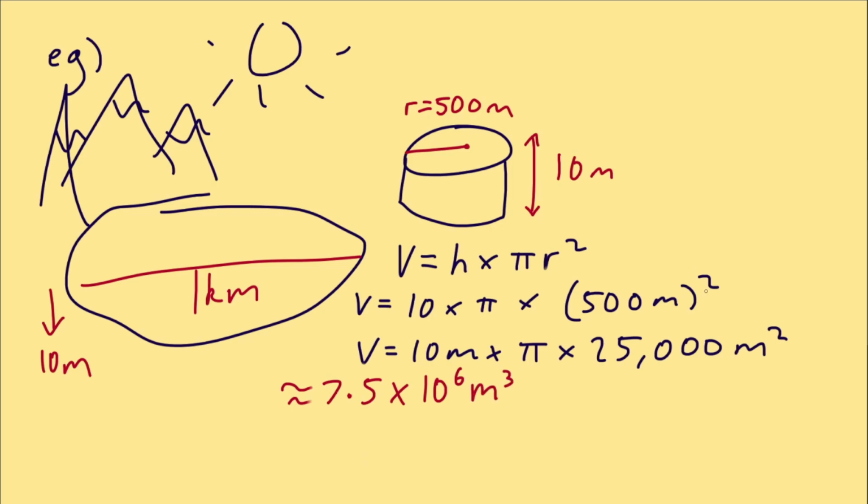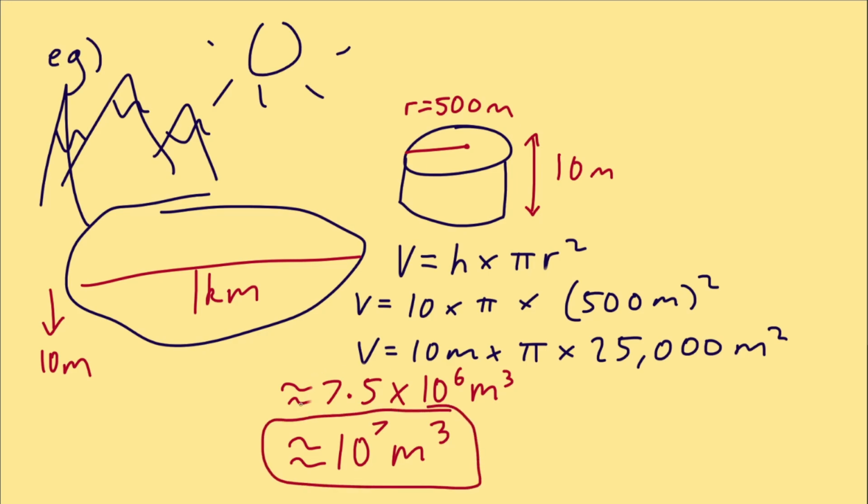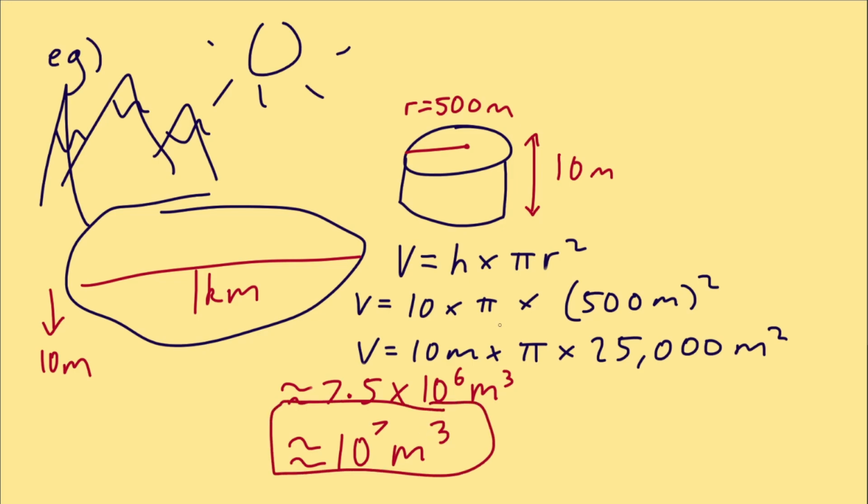We're going to round this to one significant figure, so that would be 10 to the power of 7 meters cubed. Now, why do we round it to just this? Why not keep this more precise answer? Well, that's exactly why. We don't want it to be too precise. That can actually be misleading here, because we're working under so many assumptions that a more precise answer can actually be misleading. So it's better here to quote this answer instead.